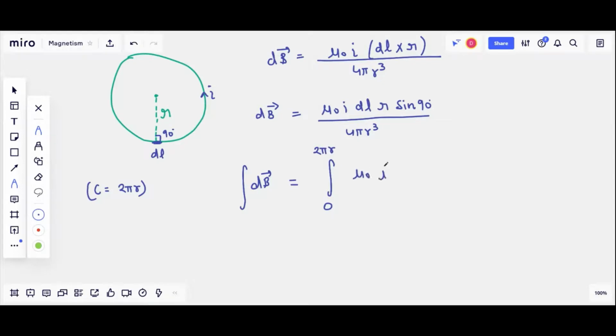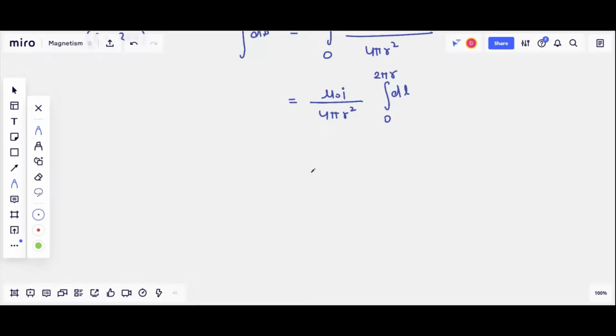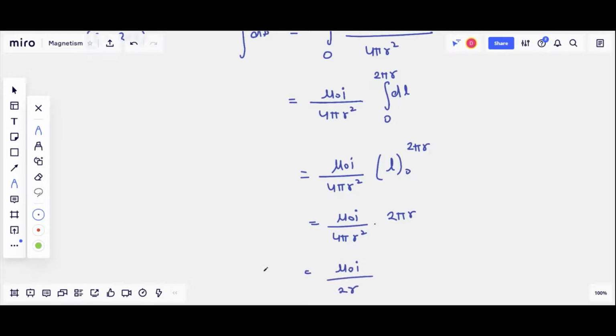We have mu naught I. One of the r will get cancelled, and sine 90 is replaced by 1. So that's how it looks. Mu naught I and 4 pi r square are all constants, so let's take them out. We just have to integrate dl within the limits of 0 to 2 pi r. The integration is very easy. Integration of dl will just be L. So it's mu naught I over 4 pi r square L within 0 to 2 pi r. So this comes out as mu naught I over 4 pi r square times 2 pi r, which finally comes out as mu naught I over 2r.